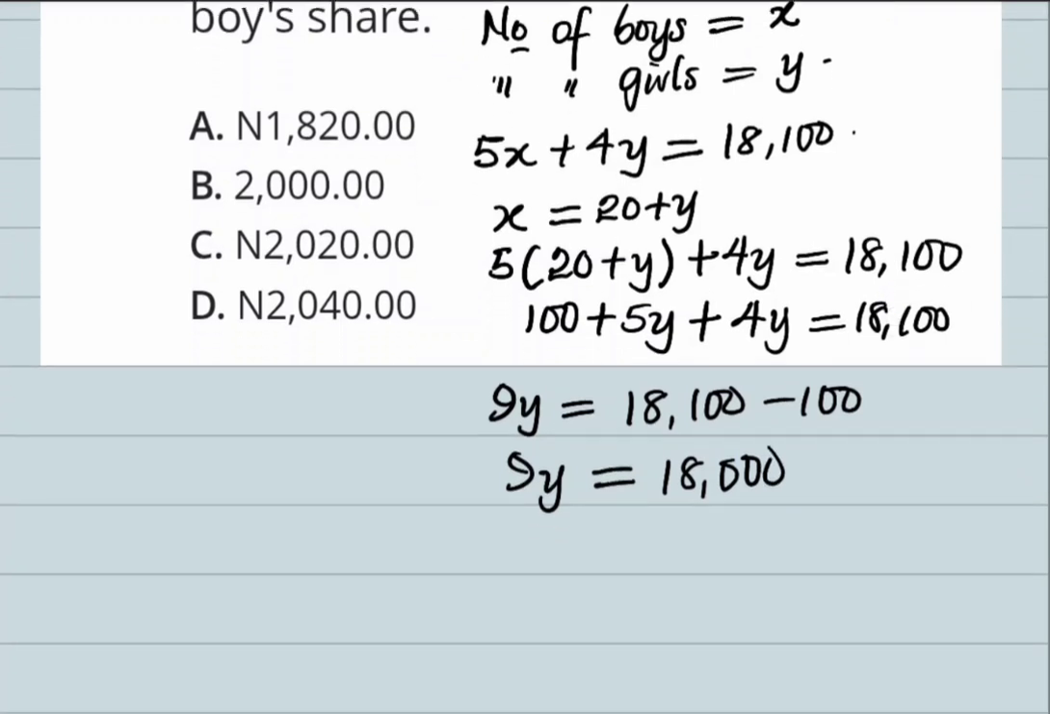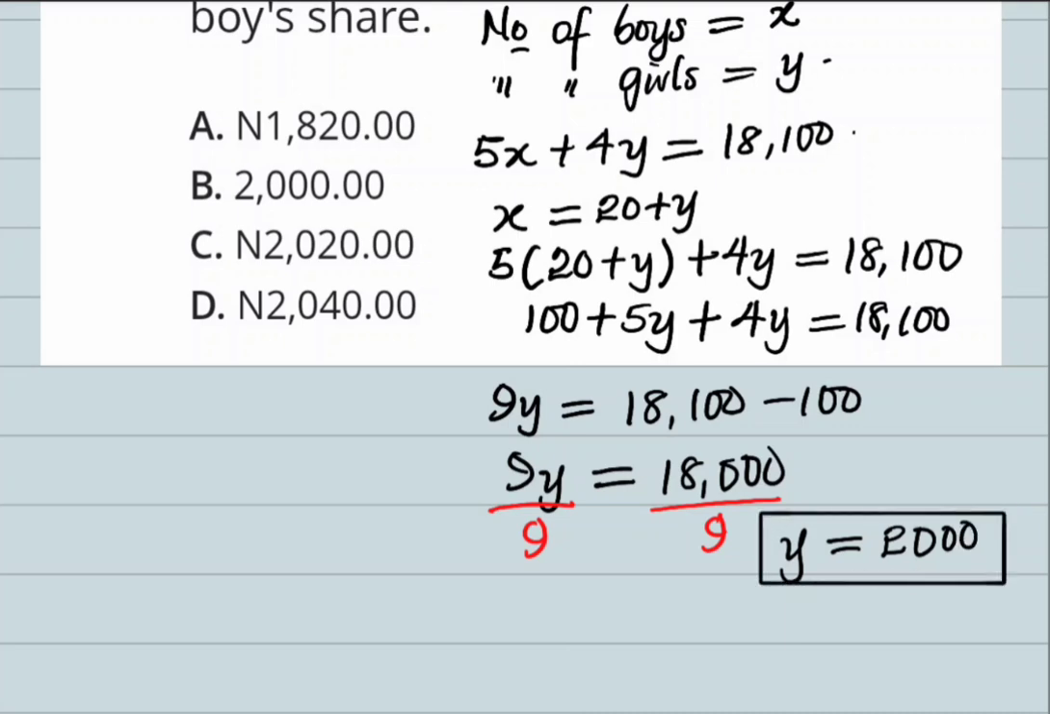So if that is the case, what is our y? Our y will definitely be, of course, 9 here and 9 here. That will be y will now be 2,000 naira. 2,000 naira, that is for the girls.